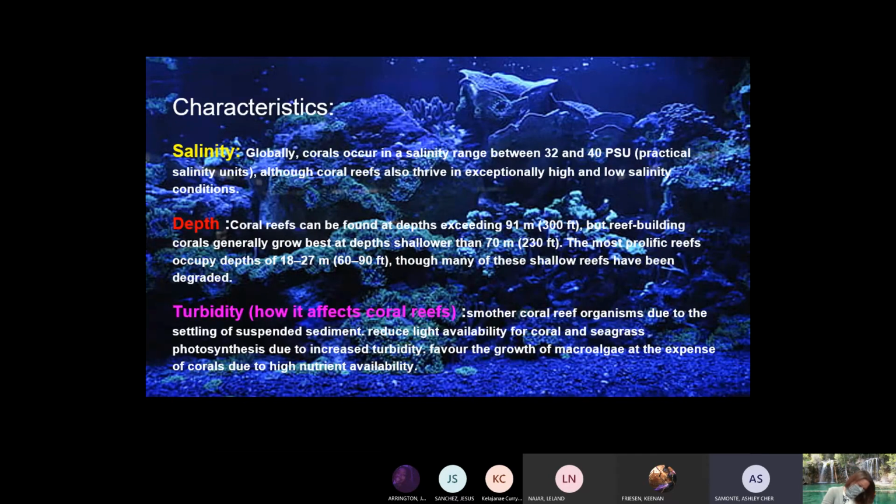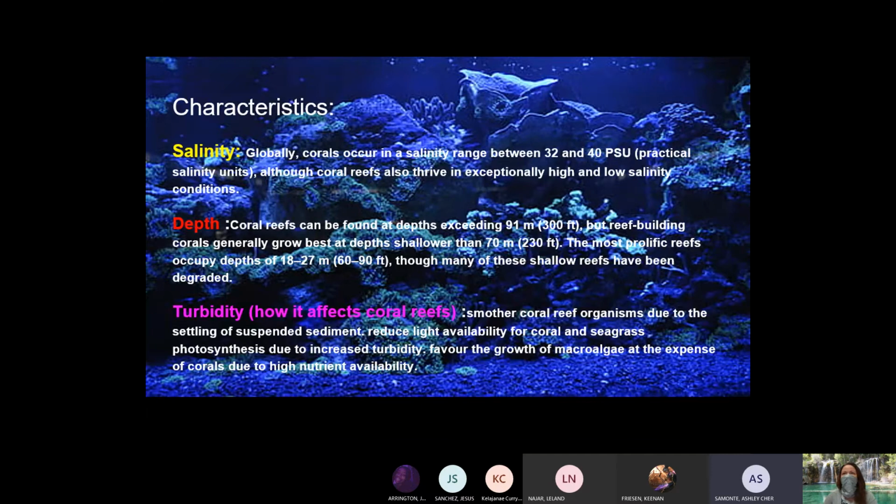And here are some characteristics of coral reef salinity. Globally, corals occur in a salinity range between 30 and 40 PSU, although coral reefs also thrive in exceptionally high and low salinity conditions. Depth: coral reefs can be found at depths exceeding 300 feet, but reef building corals generally grow best at depths shallower than 230 feet. The most prolific reefs occupy depths between 60 to 90 feet, though many of these shallow reefs have been degraded.